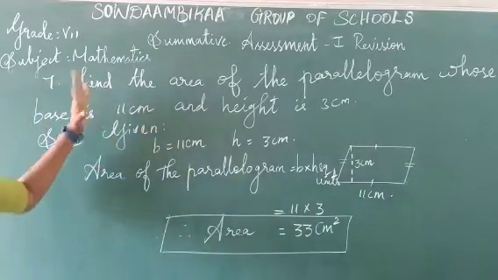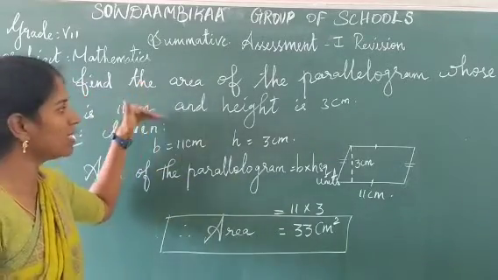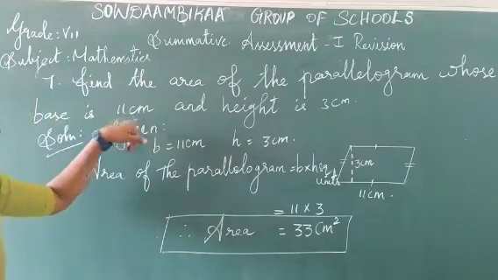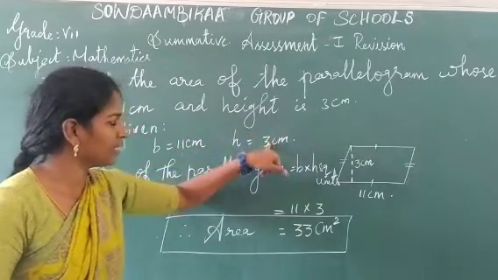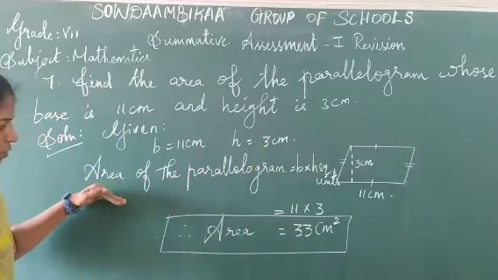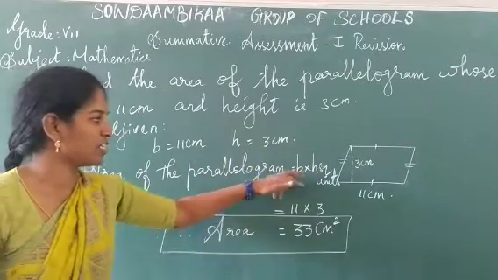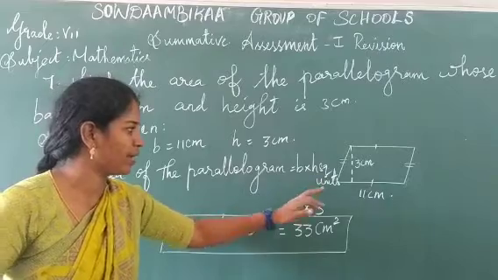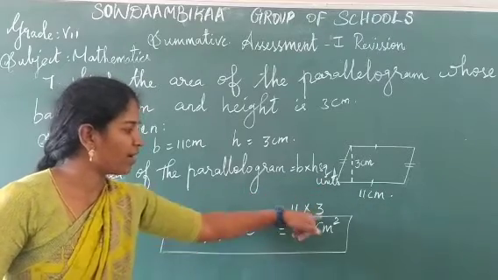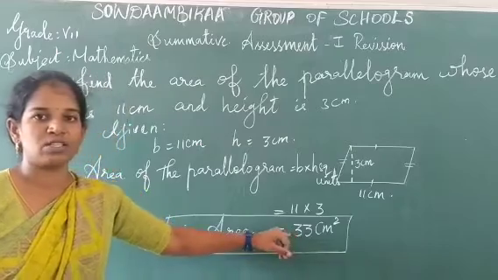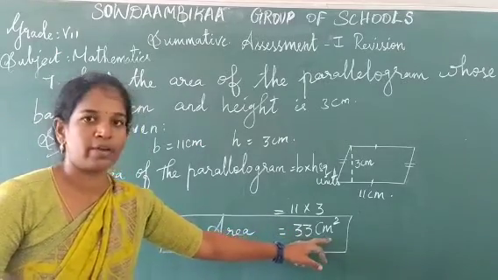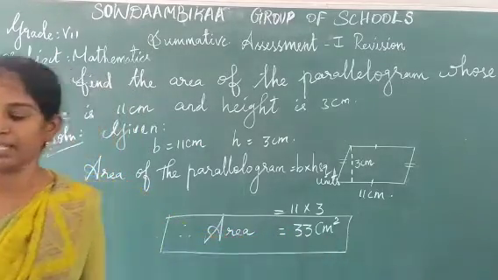That's all, very simple. First we have to listen to the sum. Base value is 11 centimeter, write down, and height is equal to 3 centimeter. What is the formula? You know very well. Area of the parallelogram is equal to B into height square unit. Substituting the B value and height value, simple multiplication, then we get the answer. Unit is a must, square unit. Okay, dear. Next sum.